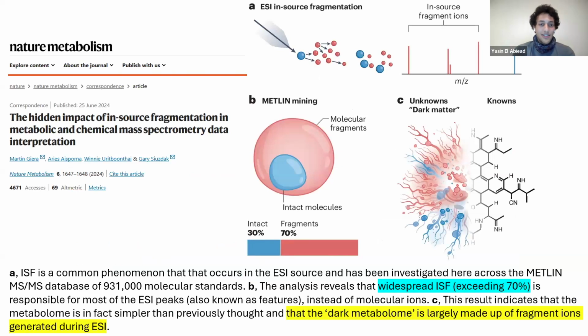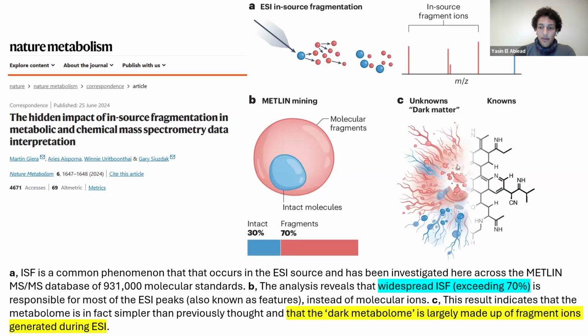So what did they actually say? You can see here a basic overview of their paper and their main claims. For one, they said that we have very widespread in-source fragmentation in metabolomics data, exceeding 70% of all the signals that we see. And then they also make some conclusions from that. Most prominently, that the dark metabolome is largely made up of fragment ions generated during electrospray ionization, and therefore not unique metabolites that we could identify to learn anything new about metabolism.